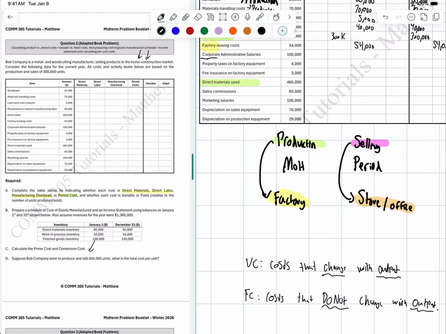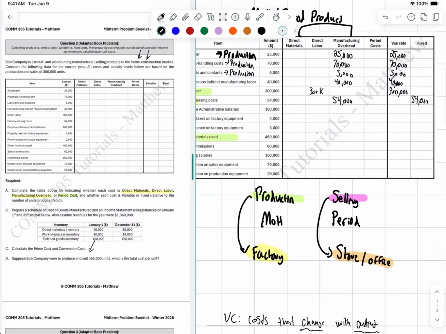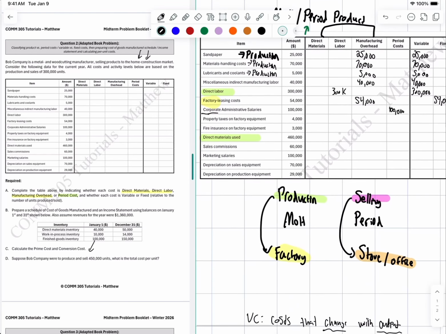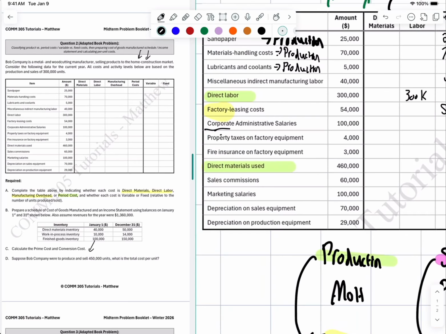So corporate admin salaries, okay? Corporate admin, that is a period cost, so we're going to put it under here, for the period column. And guys, for all intents and purposes, when you see anything administrative, any admin costs are associated with period expenses for the purposes of Com 305.